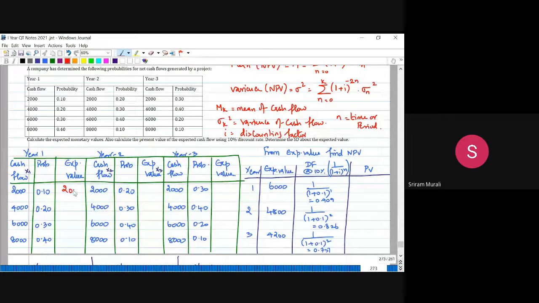So the first year cash flow, whose chance is 10%, second year, third year, fourth year. That is why it is listed like this. The same way for second year, for the third year, it is given. What I want to compute now is the expected monetary value, EMV, and also the present value of the expected cash flow using 10%. So this is my thing.